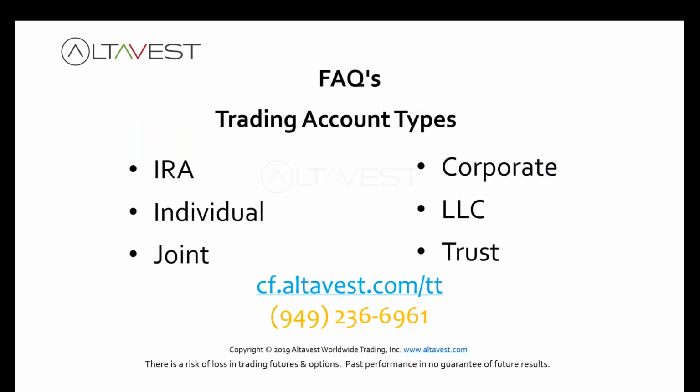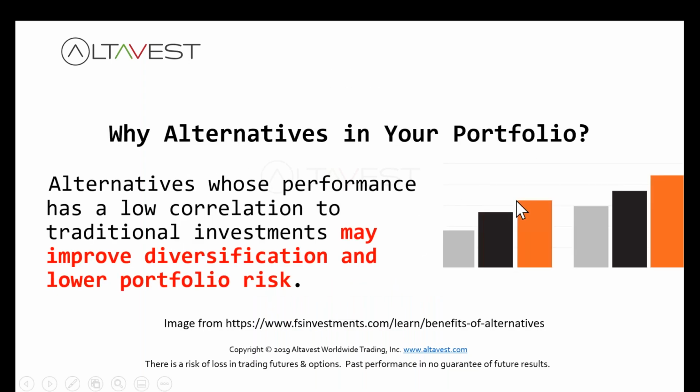And we can do IRAs. I mentioned that, individual, joint, corporate, LLC, trust. Individual or joint accounts can be turned around sometimes in a day, but these other accounts will take longer, especially the IRA. Now, just kind of summarize here and wrap it up, and we'll get to some questions.